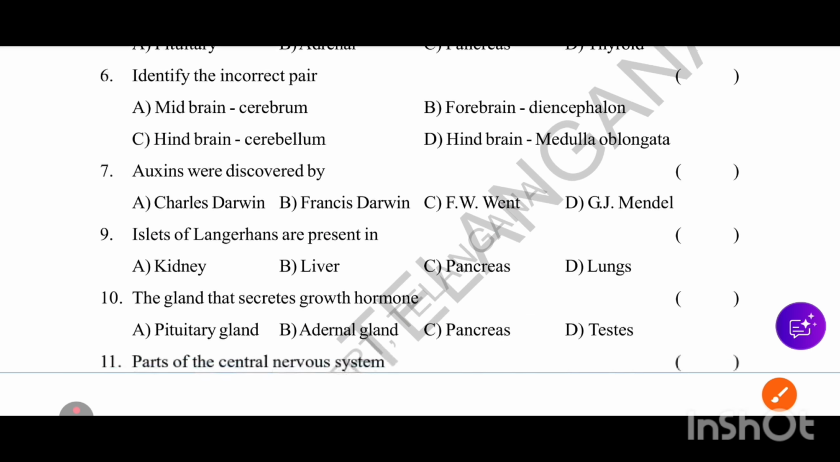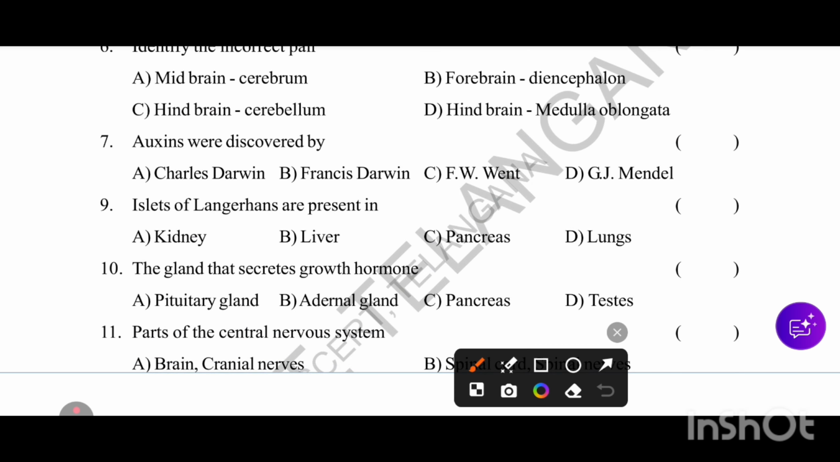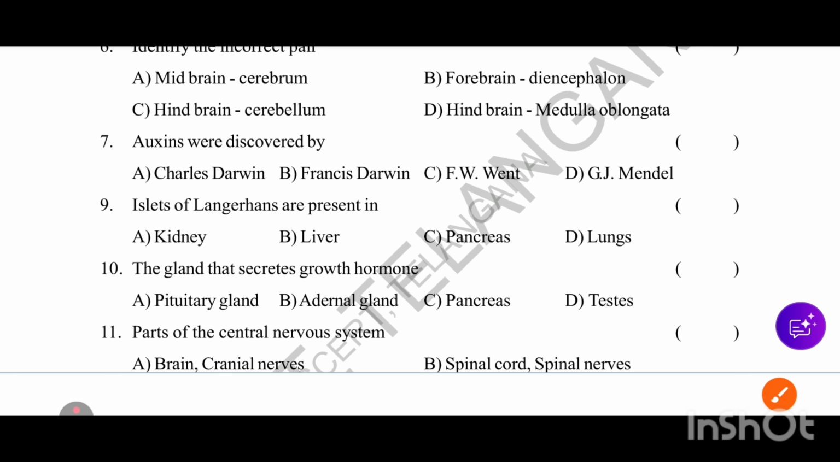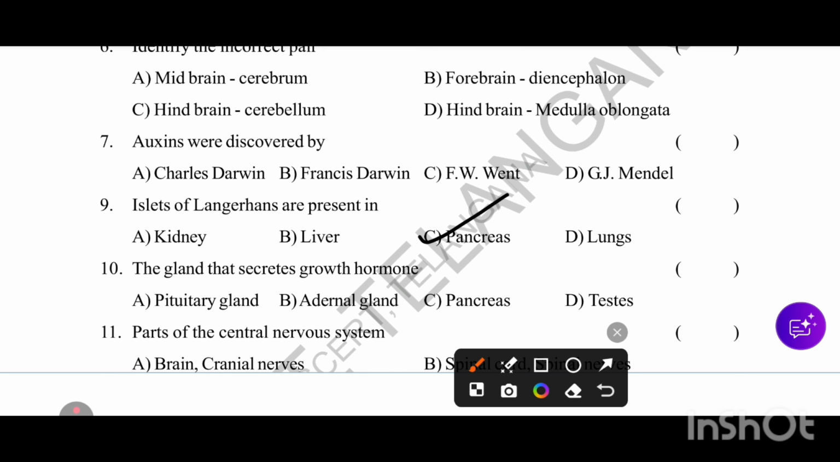Next one is, auxins were discovered by F.W. Went. Francis Darwin performed experiments on phototropism, and Charles Darwin is also related to that. Mendel is related to the eighth chapter, George Johann Mendel, the father of genetics. So for the seventh question, the right option is C. Next, islets of Langerhans are present in the pancreas, not the kidney or liver. The right option is pancreas.